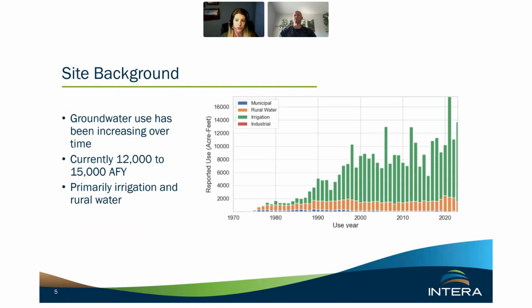Groundwater use has been increasing over time for this aquifer. So currently about 12,000 to 15,000 acre feet per year being withdrawn. Primarily, the increase has been related to irrigation, but there's also been an increase in rural water use as well.